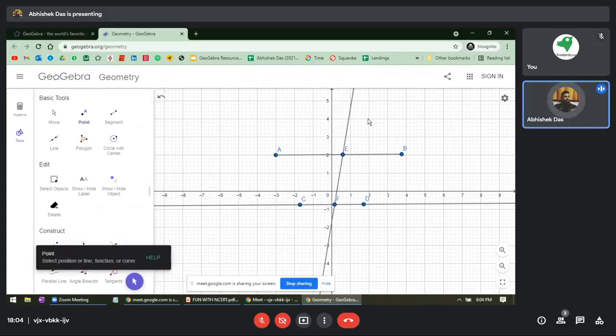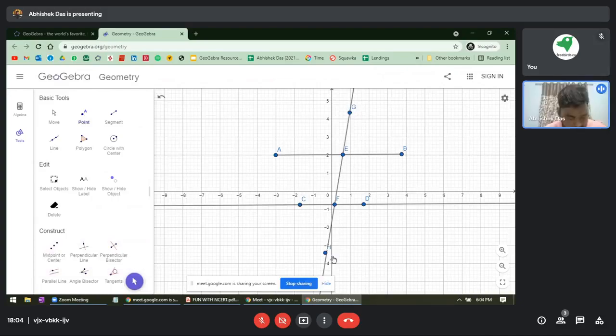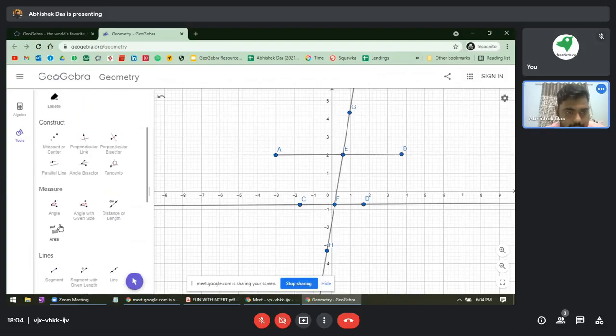Right? We'll take 2 more points out here, G and H. Now let's look at the angles out here, GEB. GEB is equal to 30.5 approximately. Let us look at the angle EFD. Let's look at angle HFC. Let's look at this angle also. All right.